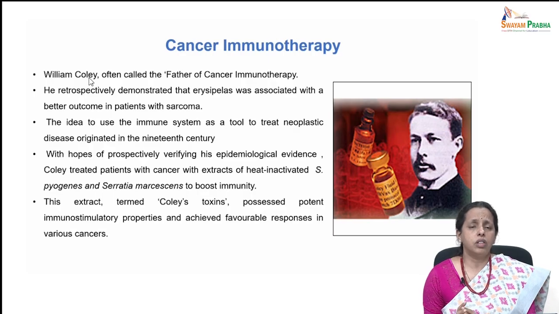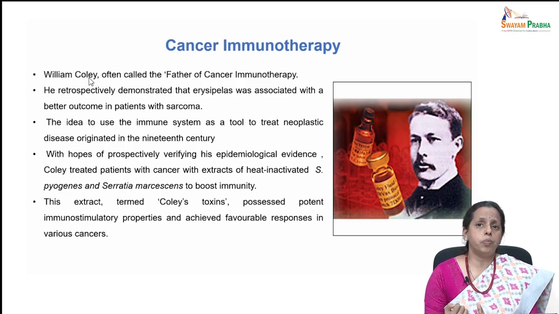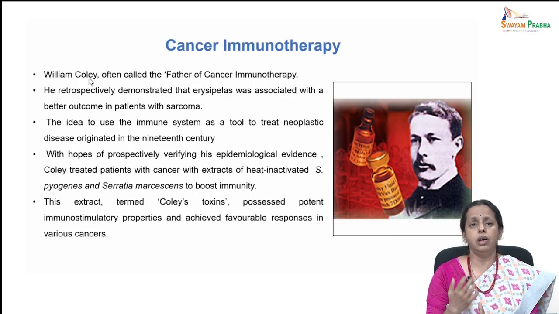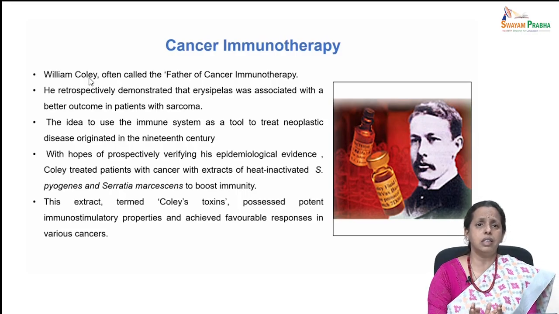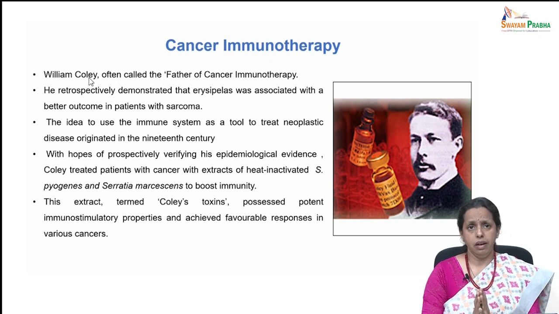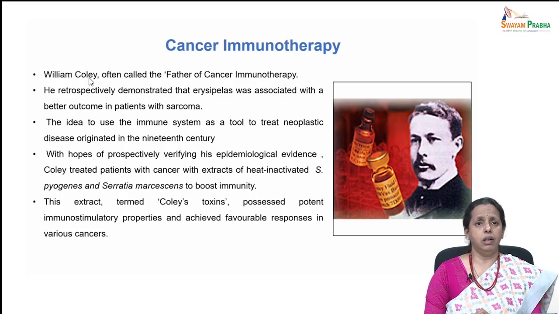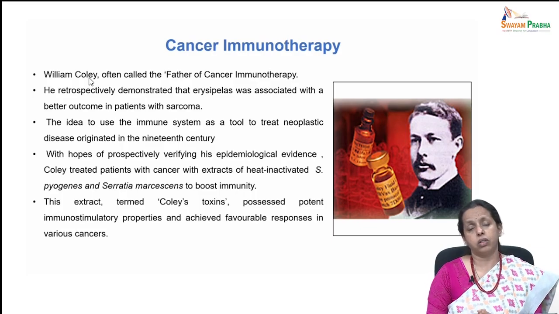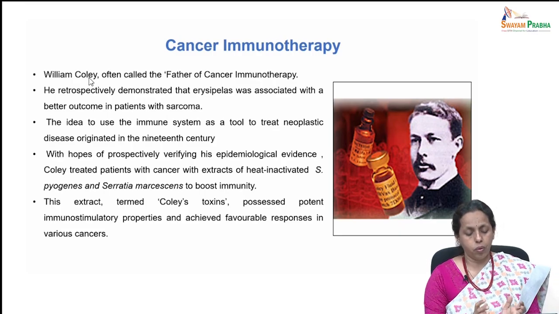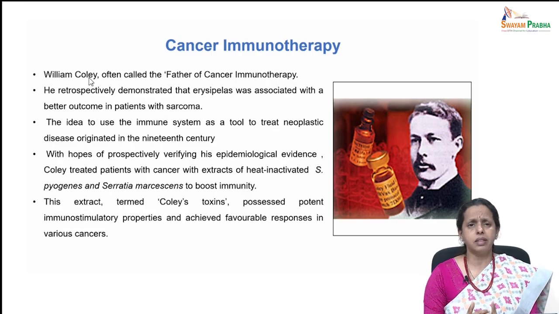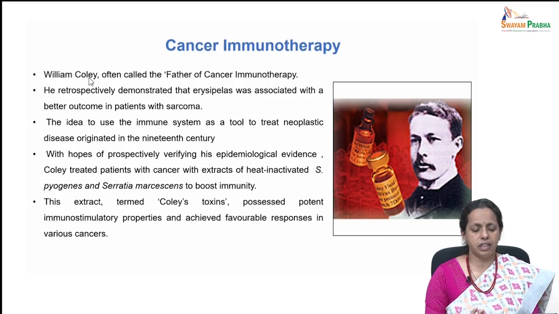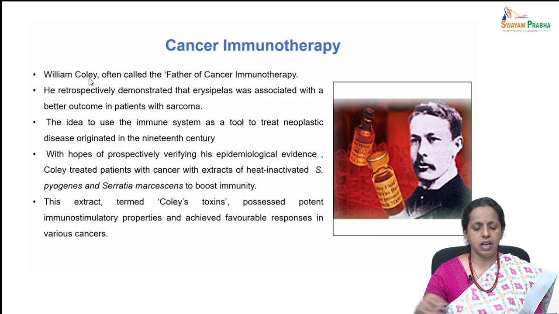He used these Coley's toxins to see if there was any response or improvement in the cancer patients. The idea was to use the immune system as a tool to treat neoplastic disease, which was done in the 19th century. However, he had tried it only with sarcoma, but there was a side effect that happened immediately. What will happen if we treat it with bacterial extracts? This is something he found.